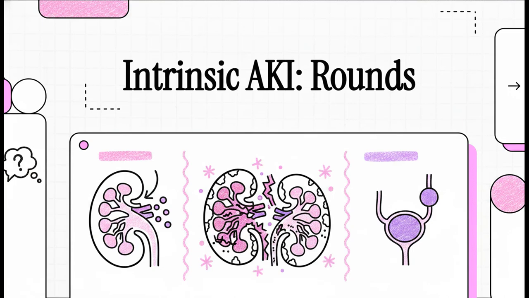For today's explainer, we're hitting the wards to tackle a massive, absolute heavyweight of a topic, intrinsic acute kidney injury. Now, you know the drill. When we evaluate AKI, we generally split our differential into three big buckets, right? Pre-renal, intrinsic, and post-renal. Pre-renal is all about perfusion, post-renal is about obstruction. But today we're hyper-focusing on that middle bucket. This is where the actual structural integrity of the renal parenchyma is compromised. We're going to make this interactive, so definitely get your clinical thinking caps on.